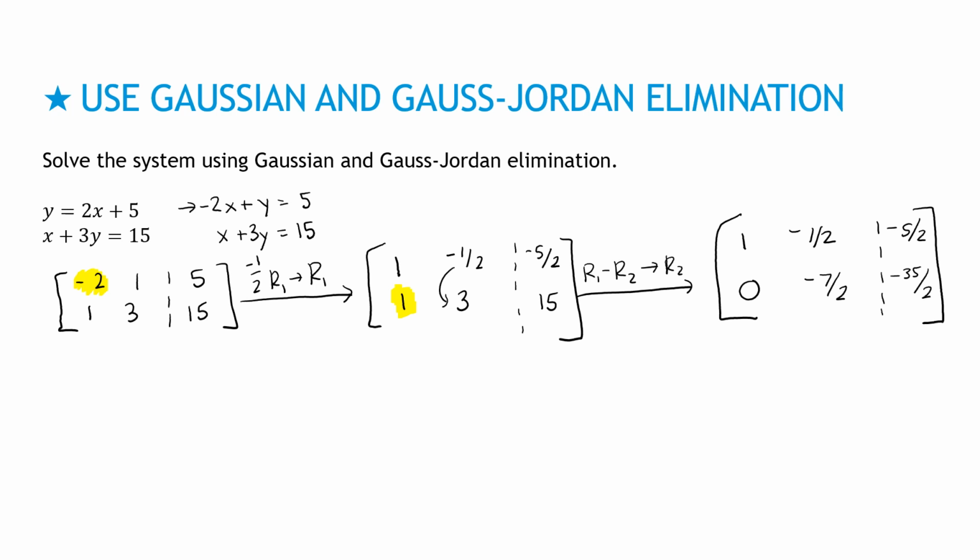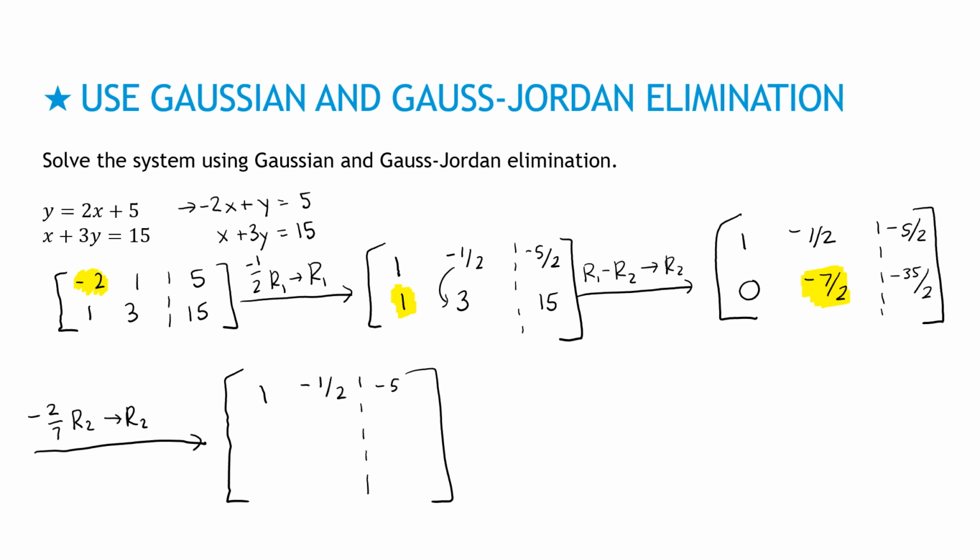So now what's going to happen? Now I really want to turn this guy into a 1. So how would I get it to be a 1? I would take it times the reciprocal. Negative 2/7 times row 2 is my new row 2. So row 1's the same. Row 2, I'm taking negative 2/7 times 0. That one's easy. Negative 2/7 times negative 7 halves turns into 1, which is obviously why I did it. Negative 35 halves times negative 2/7. These guys reduce, and I get positive 5. So that's where I am so far.